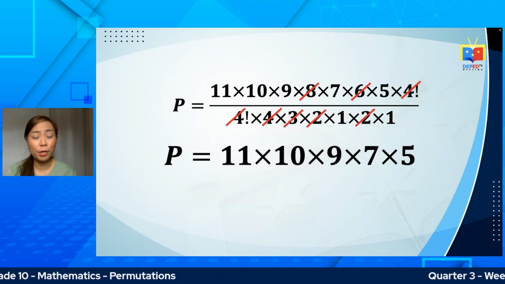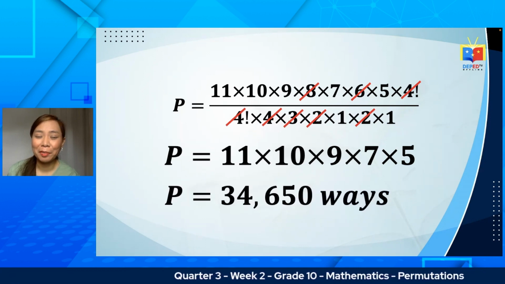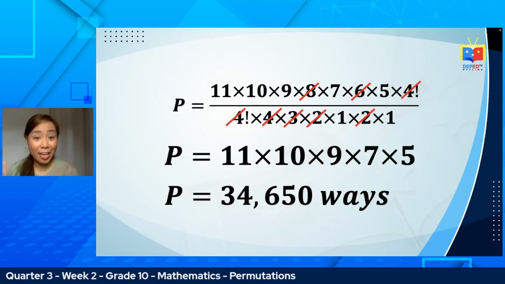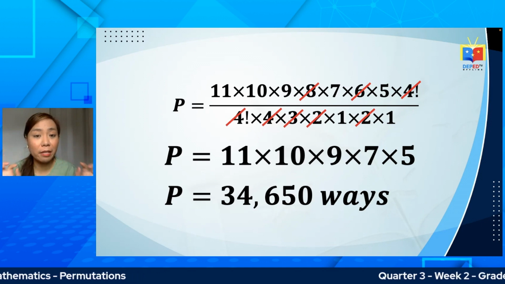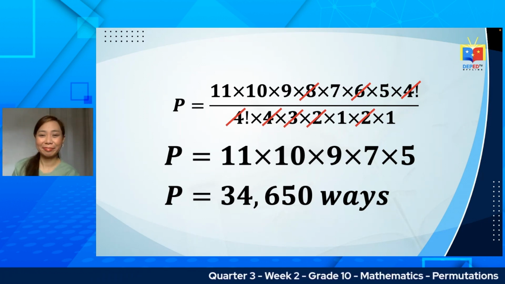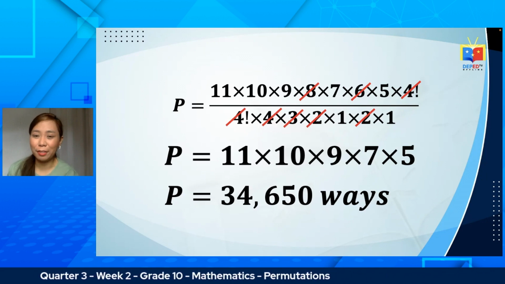So the total number of different arrangements for the word Mississippi is 34,650 ways. Yes, there are a lot of arrangements given there is a big number for our n. Diba? Daming choices. I hope you are doing great with me in solving this problem.